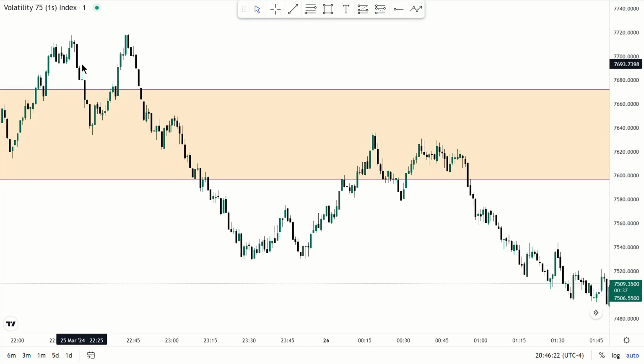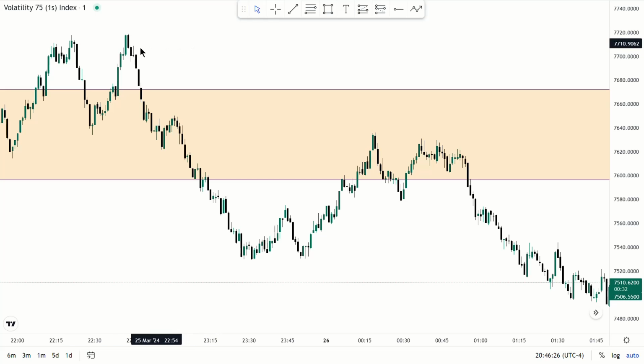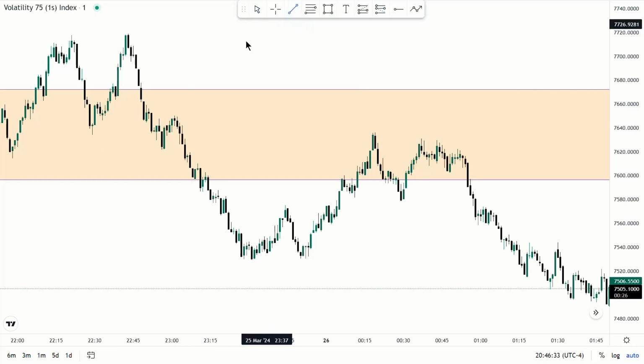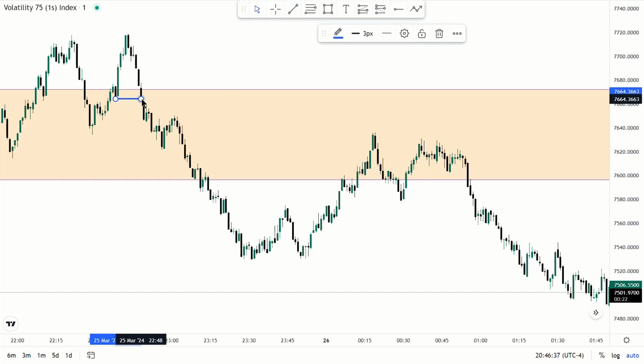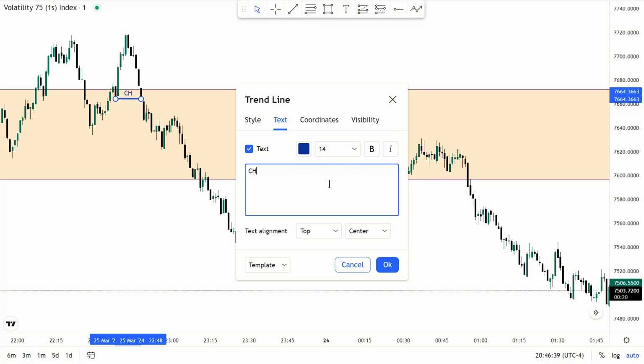So if we are considering what we've already learned with entry setups, you can clearly see it made a change of character. Okay, the market made it. In fact, this was where it made a change of character right here.